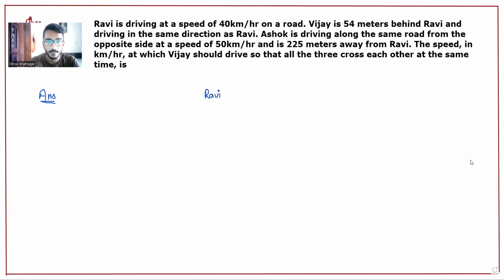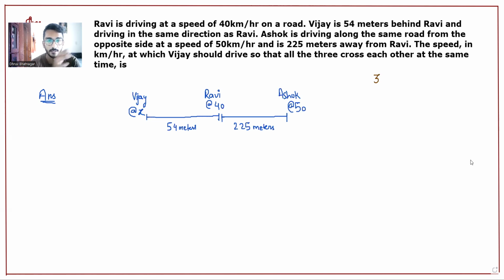So Ravi is traveling at the speed of 40 and Vijay is 54 meters behind. The speed of Vijay has to be found. Let's assume it is X. And Ashok is driving at 50 and is 225 meters away from Ravi, and he's traveling in the opposite direction. So Ravi and Vijay are in the same direction and Ashok is traveling in the opposite direction.